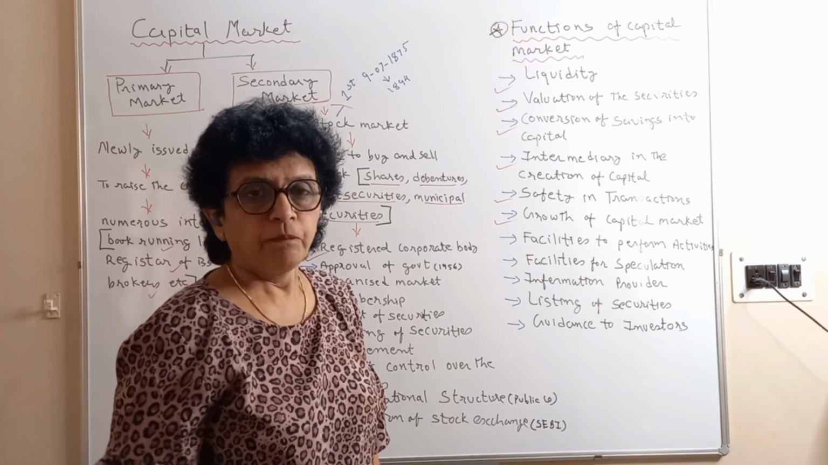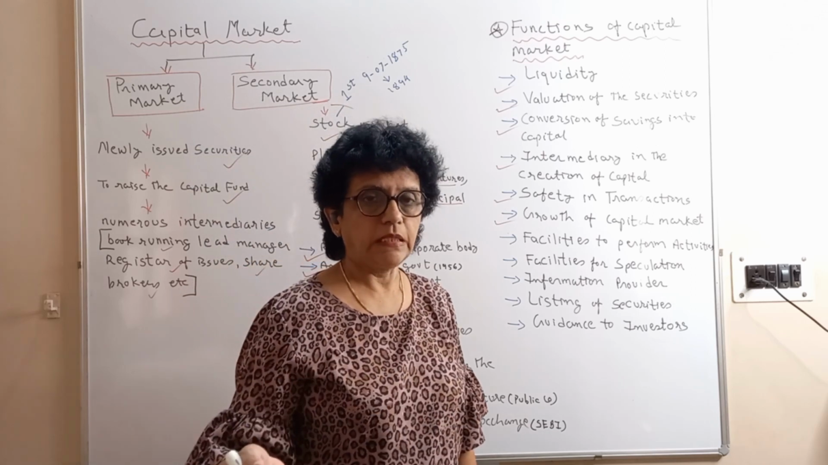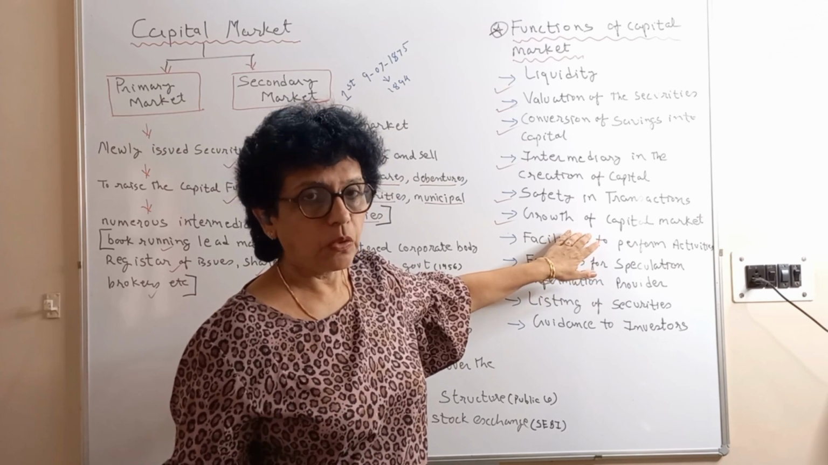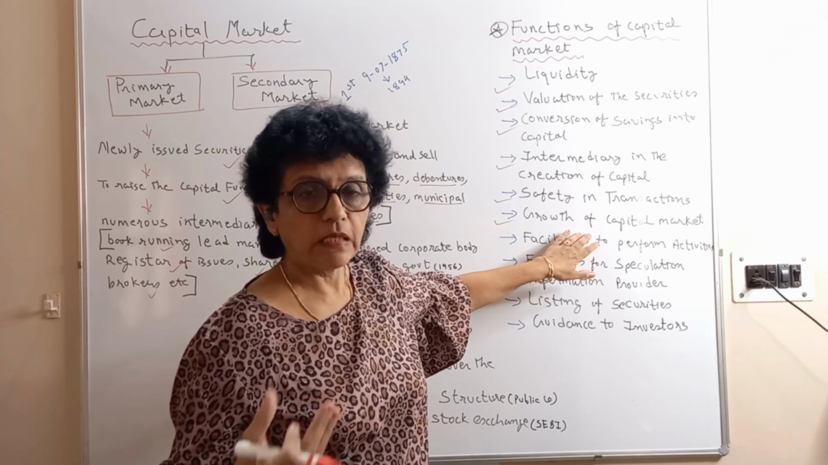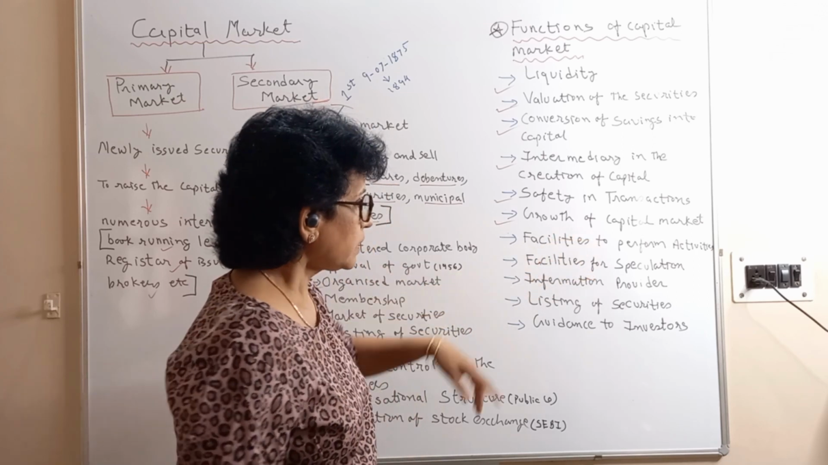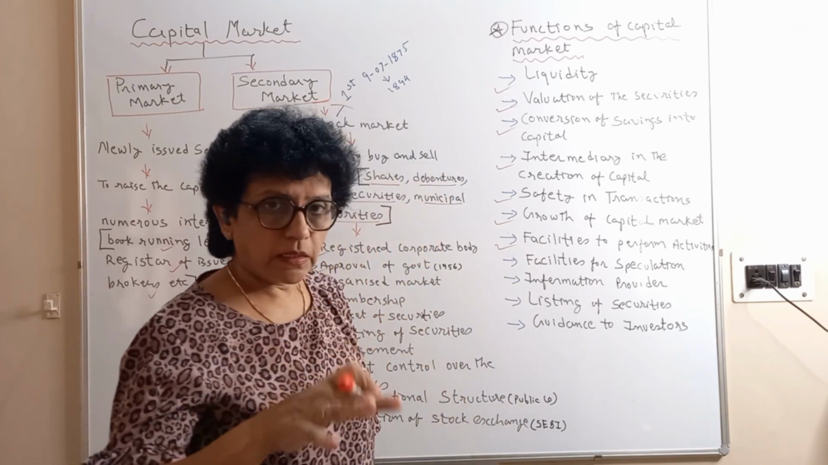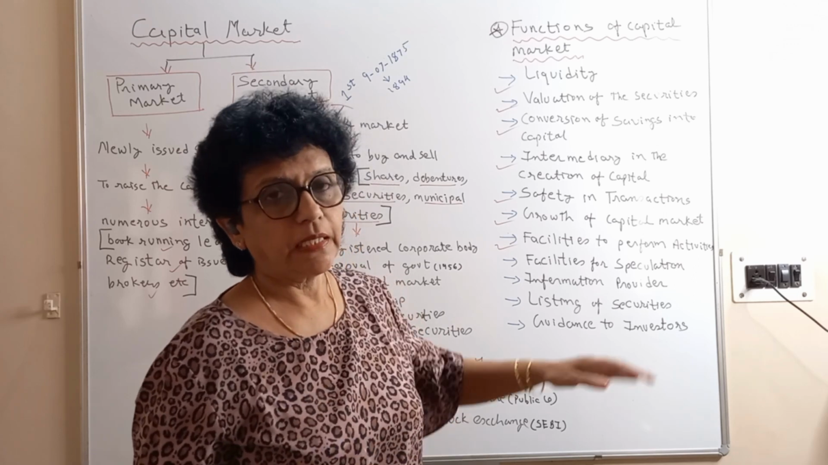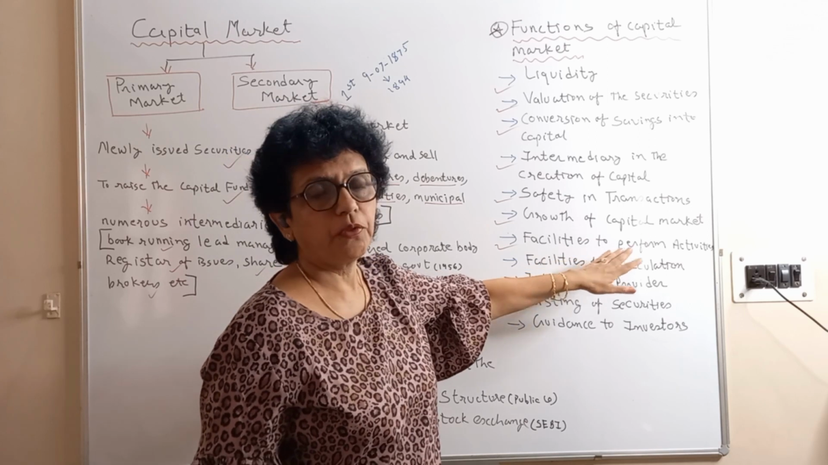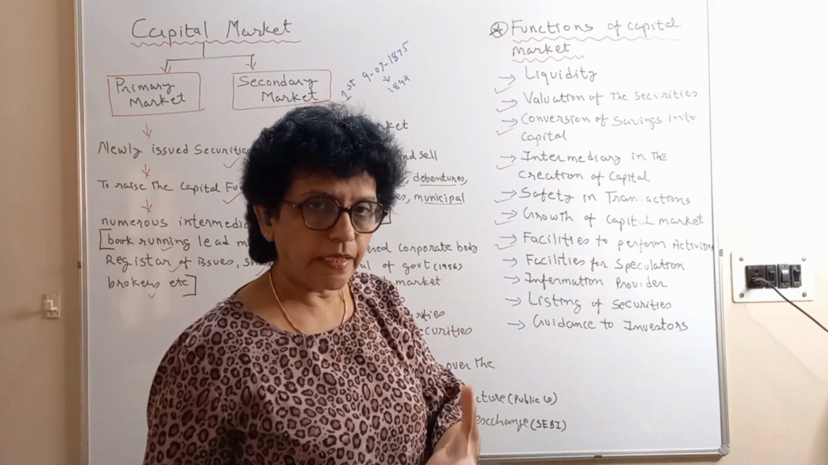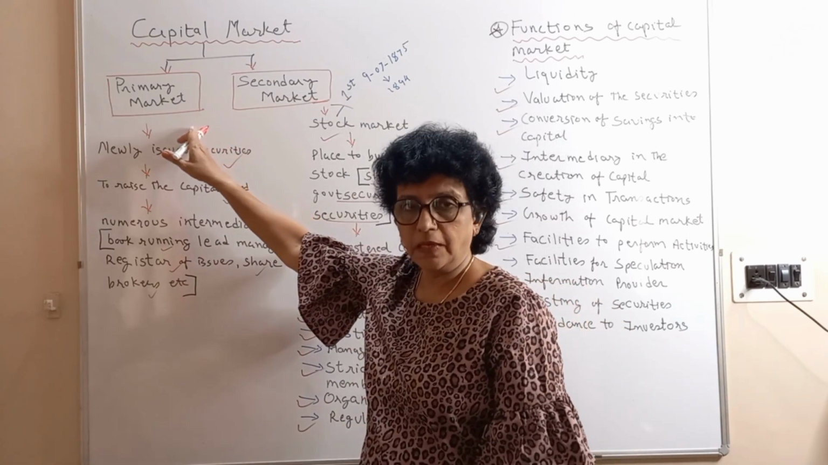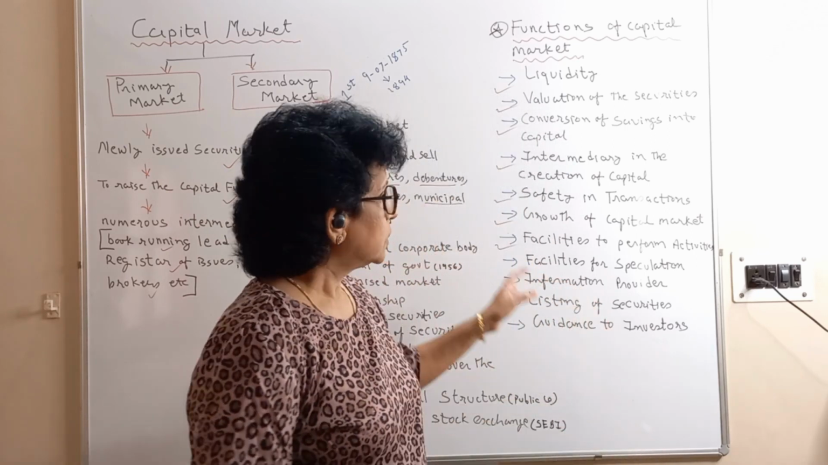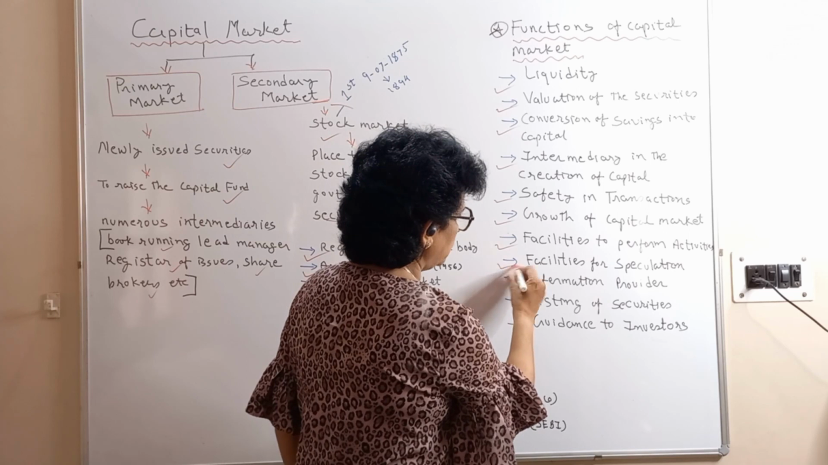Growth of the capital market. As the economy grows, the valuation increases. Based on this, the capital market also grows. And when the capital market grows, industrialization, industry growth, economic growth and the country's growth become possible. Facility to perform activities. It's a platform. If you want to do any activity related to finance, the capital market is the place which provides you the facility to perform it. What sort of activity? Either buying a new stock with the help of the primary market, or selling and buying already listed stock with the help of the secondary market. So any activity related to finance that you want to do, you can do here.